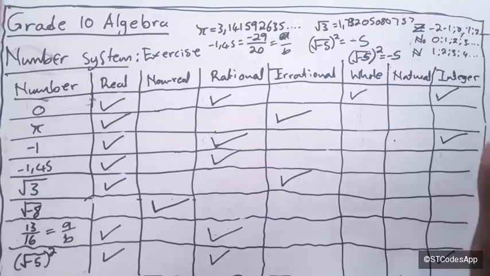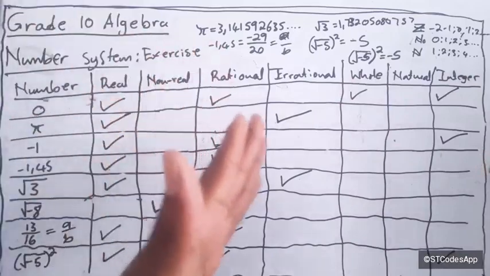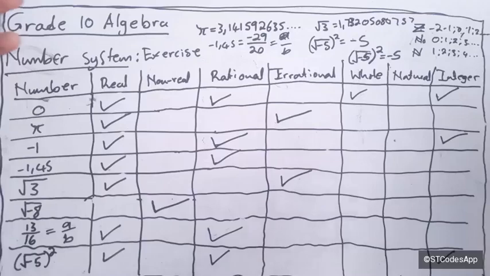So if you want to know the type of number you have, for whatever number you'll be given, just type it in your calculator. Whatever you get, you can now classify if it's real, non-real, rational, irrational, whole, natural, or integer.